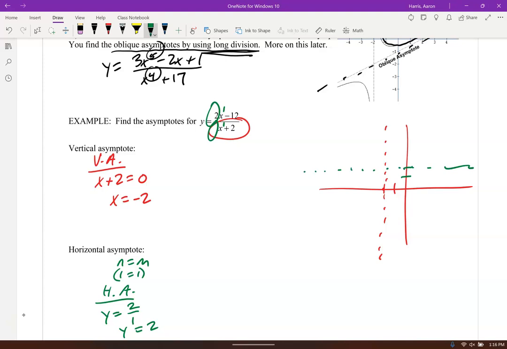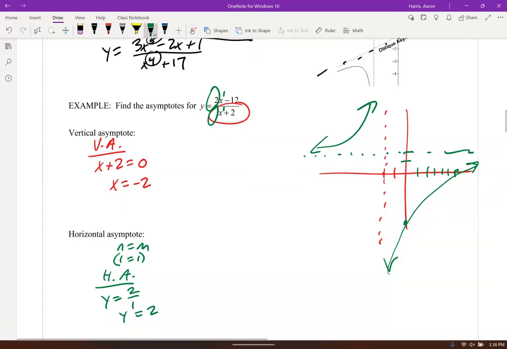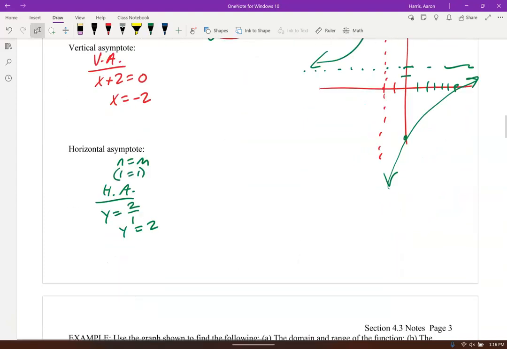Now, this is actually the one that we had: 6, 0, -6, 0. If you plotted a few more points, you could graph this thing, so it kind of looked like that. But we're not asked to graph on this one. We'll do some more graphing later. But those are the asymptotes for it, the vertical and the horizontal.